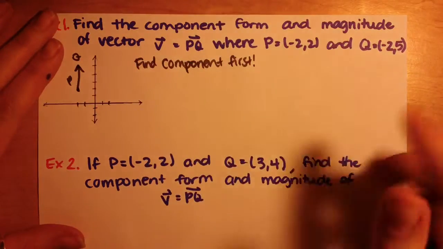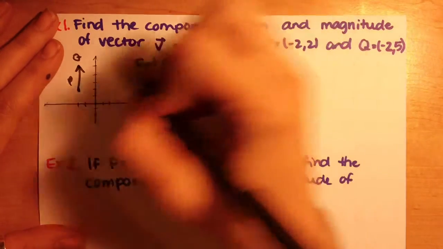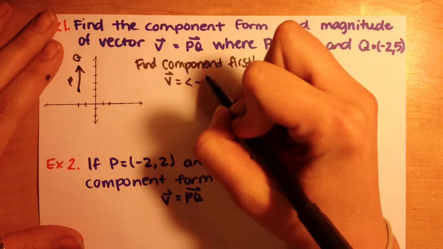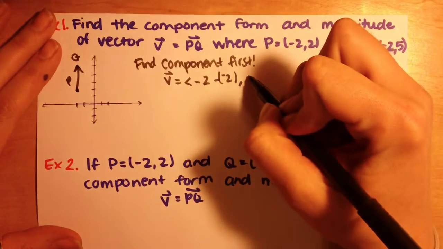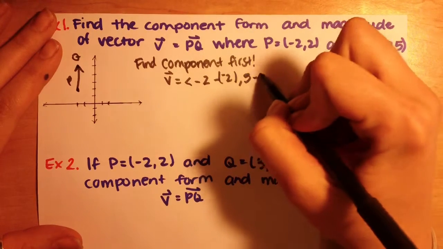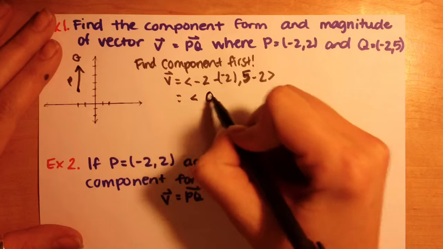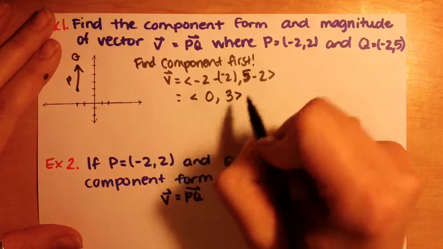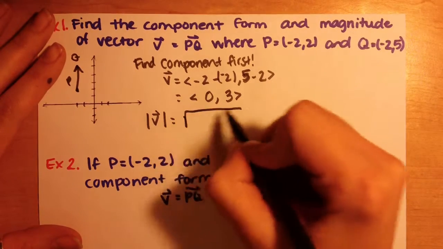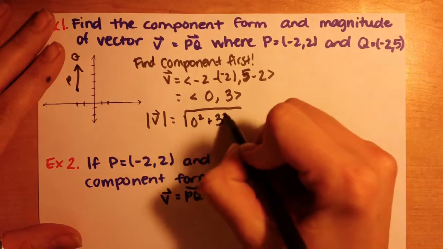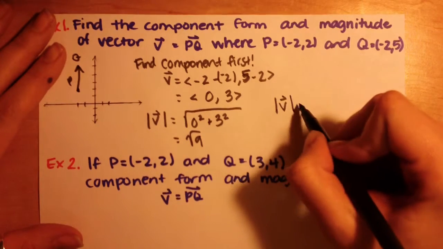So to find the component form of v, you're going to do your terminal point minus your initial point, which gives us (0, 3). Okay, so now we can find the magnitude. It's going to be a lot easier because you're just taking the square root of 0 squared plus 3 squared, which equals the square root of 9.